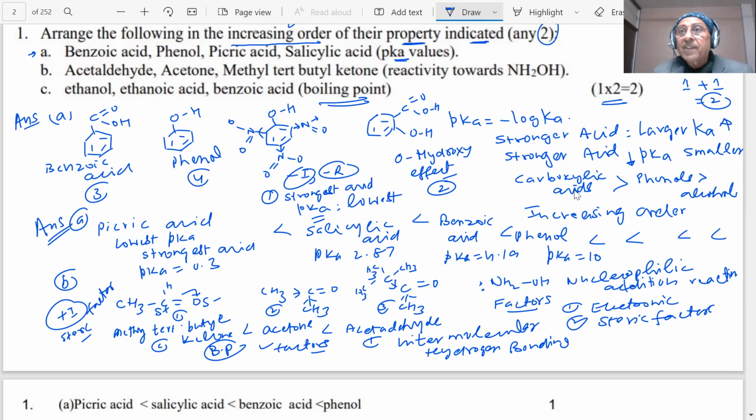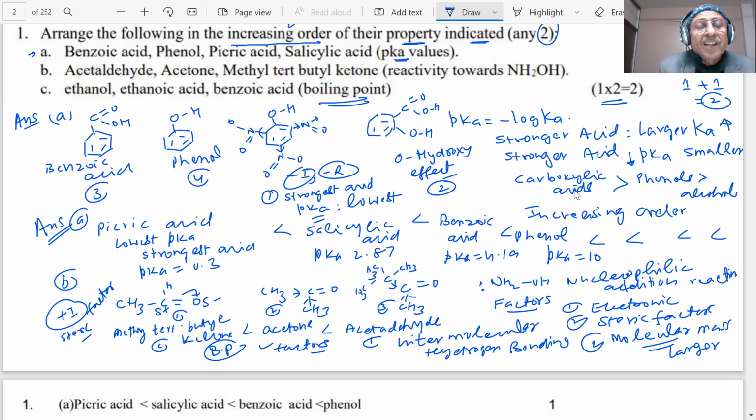So carboxylic acids are stronger acids than alcohols. Carboxylic acids have higher boiling point than alcohols because their intermolecular hydrogen bonding is very strong. And further, it depends on the molecular mass. The larger the molecular mass, students, what will happen? The stronger will be the boiling point.